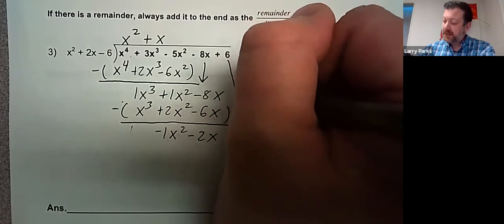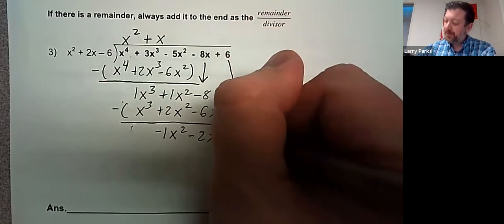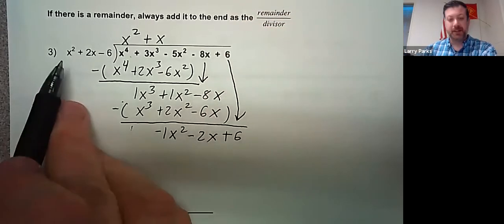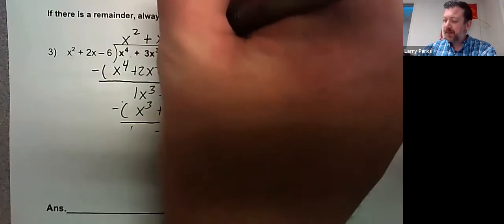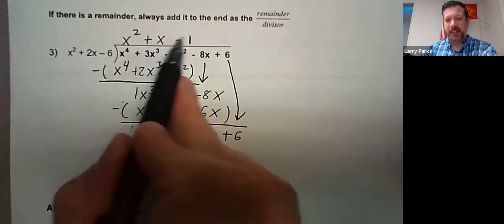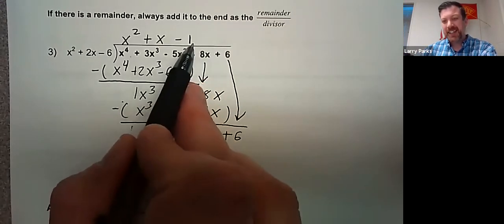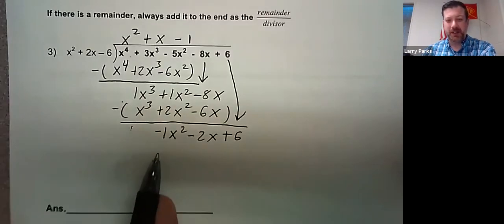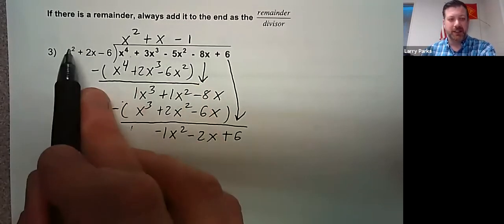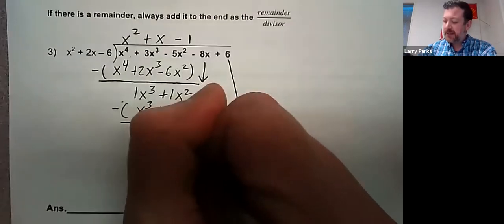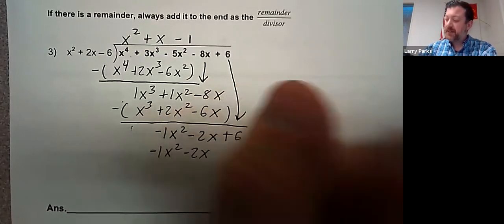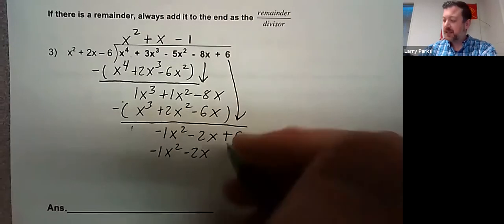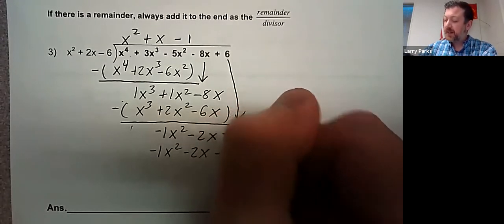Then you bring down your last term. Then you say x squared times what is -1x squared? That'd be -1. Notice how these are also going down in number. You take -1 times all three of those, you put it underneath. So -1 times x squared is -1x squared. -1 times 2x is -2x. -1 times -6 is +6. Take it away.